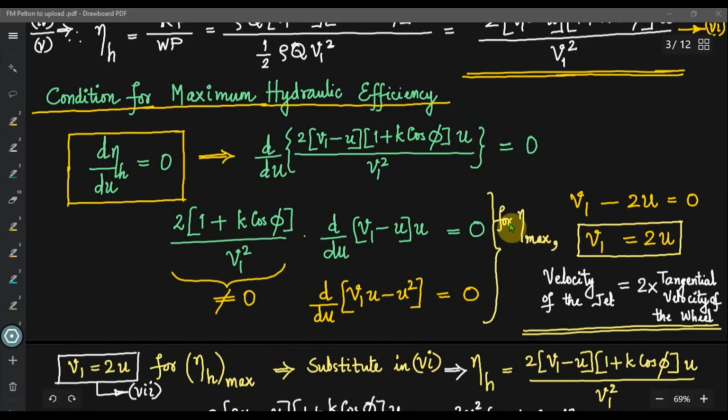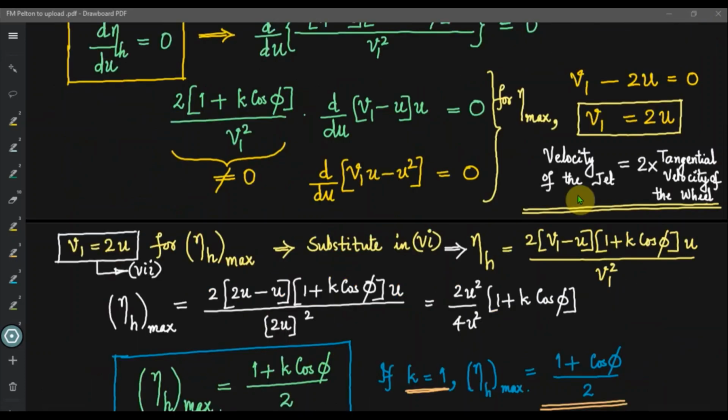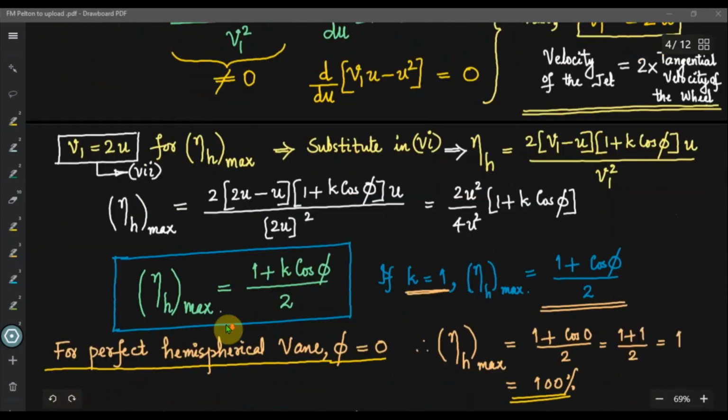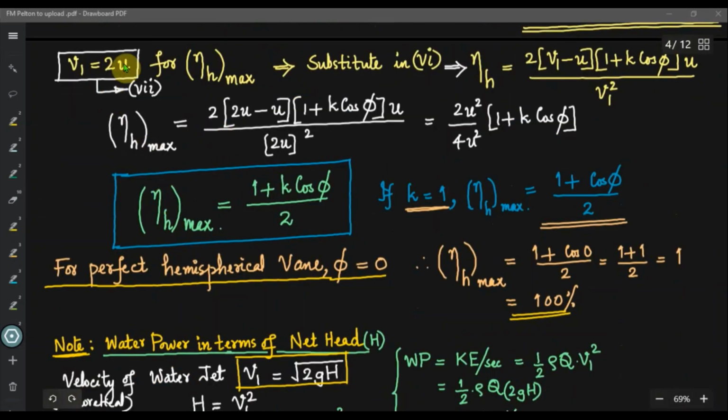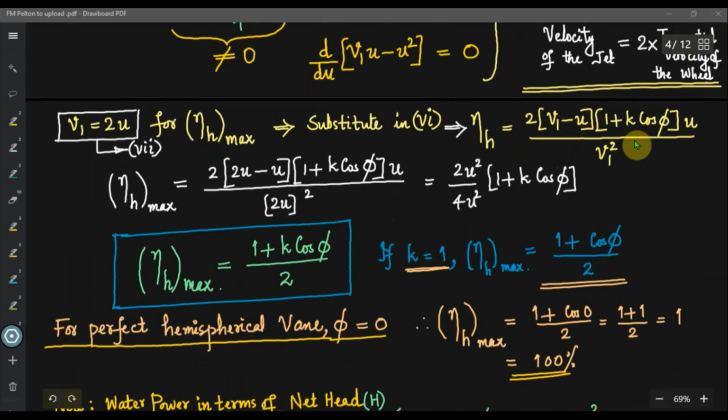That is, for maximum hydraulic efficiency, the condition is that the absolute velocity of jet striking the hemispherical vanes is equal to 2 times the tangential velocity of the wheel. Even when we considered series of flat vanes or series of symmetrical curved vanes fixed on the periphery of a wheel, we got the same condition for maximum hydraulic efficiency. Now, in order to get the value of maximum hydraulic efficiency, simply substitute this V1 is equal to 2u in the expression for hydraulic efficiency.